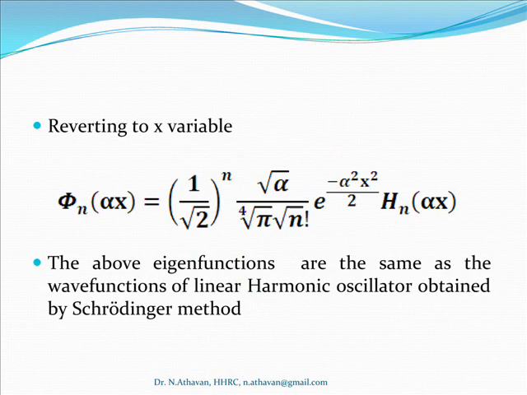Reverting to the x variable, one can write the final form of the nth eigenstate, or any general eigenstate, as phi n of alpha x, which is equal to 1 by square root 2 power n into root alpha divided by 4th root of pi square root of n factorial e power minus alpha square x square by 2 into Hn of alpha x. Same expression for eigenfunctions which we got in the case of Schrödinger method. The above eigenfunctions are the same as the wave functions of linear harmonic oscillator obtained by using Schrödinger method.